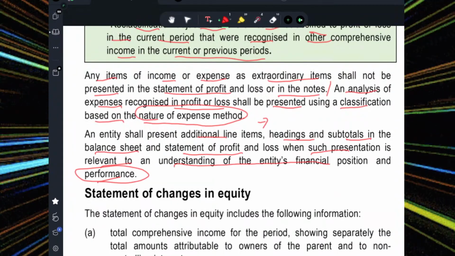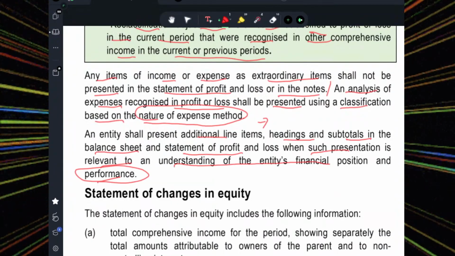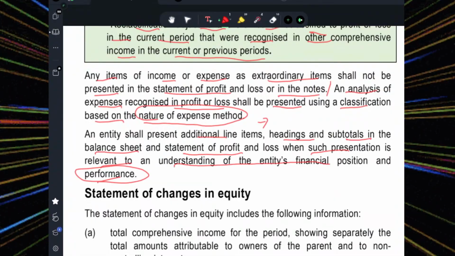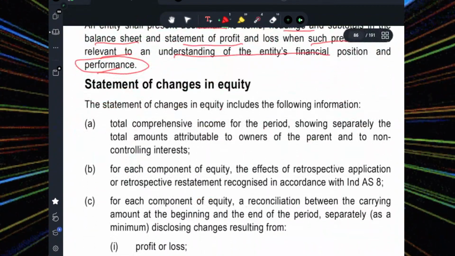So everything should be given separately, and we can give detail. That should be clubbed into some headings, and then the subtotal should be there. Everything should be presented in a neat manner. Next, the statement of change in equity.